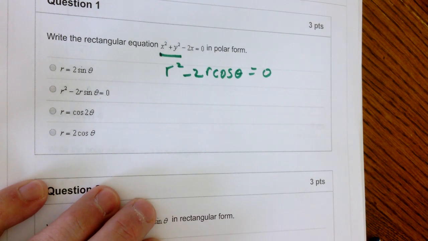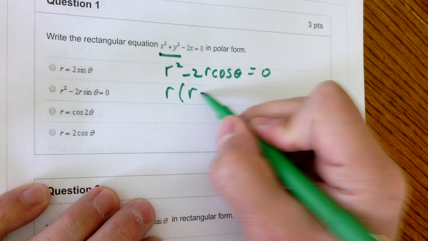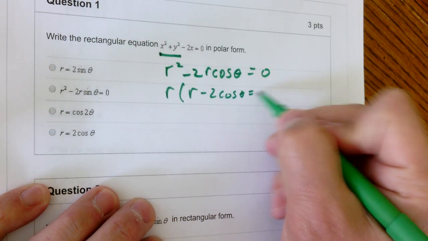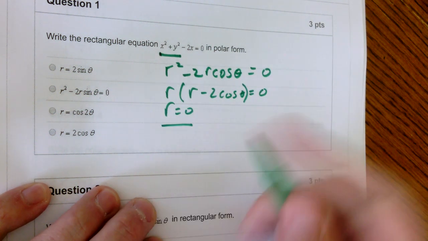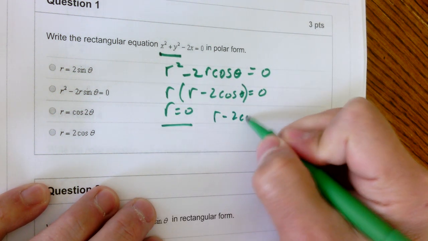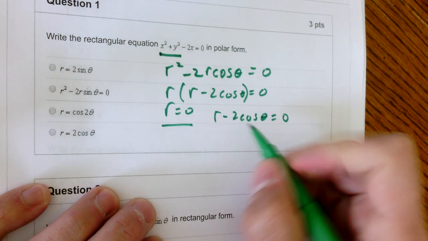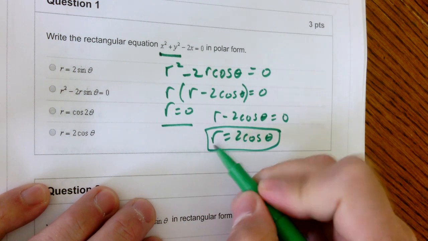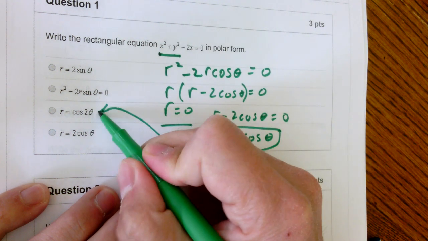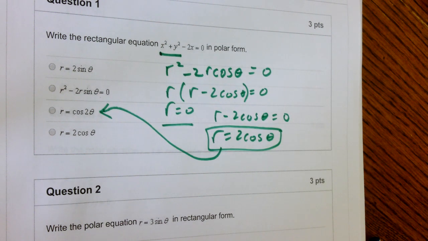Where is it? We factor out the r. That's not possible, as we did in the previous problem. And then we can solve this by adding 2 cosine theta, and that's our answer, which is right there. Very similar to the previous problem.